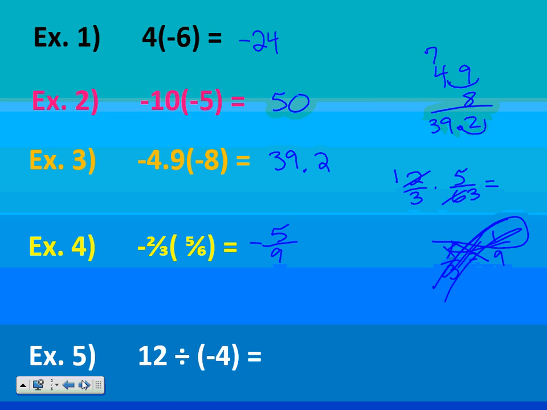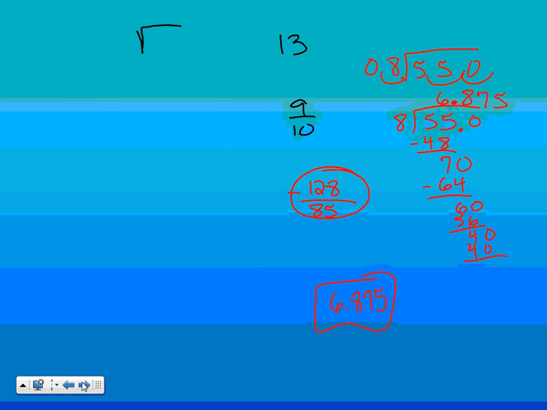Okay. So example 5, 12 divided by negative 4. So again, drop your signs and just divide. 12 divided by 4 is 3. And then part 2, a positive divided by a negative is a negative. Everybody okay? We had some whole numbers, we had some integers, we had some decimals, we had some fractions. So far so good? Okay.